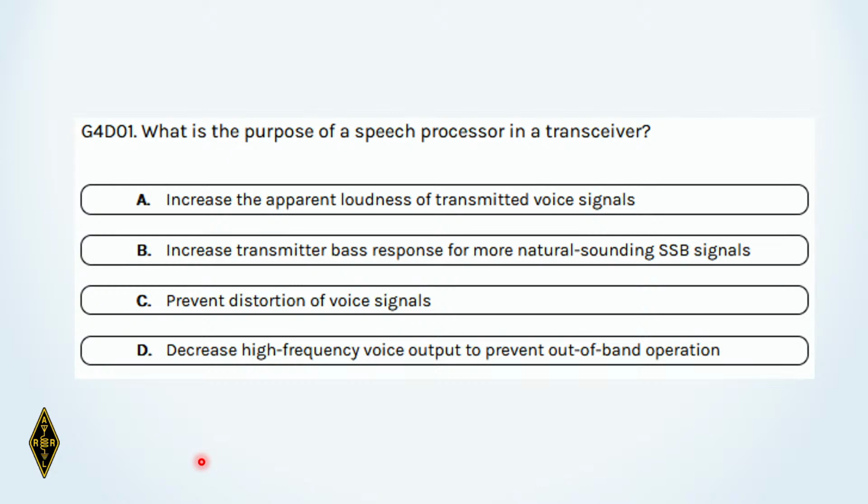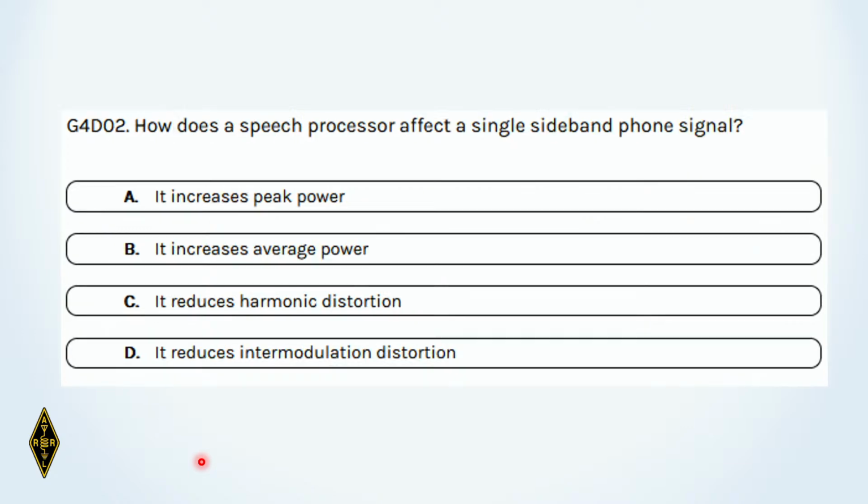And what is the purpose of a speech processor in a transceiver? You want to be heard at the far end. Alpha, to increase the apparent loudness. And how does a speech processor affect a single sideband phone signal?